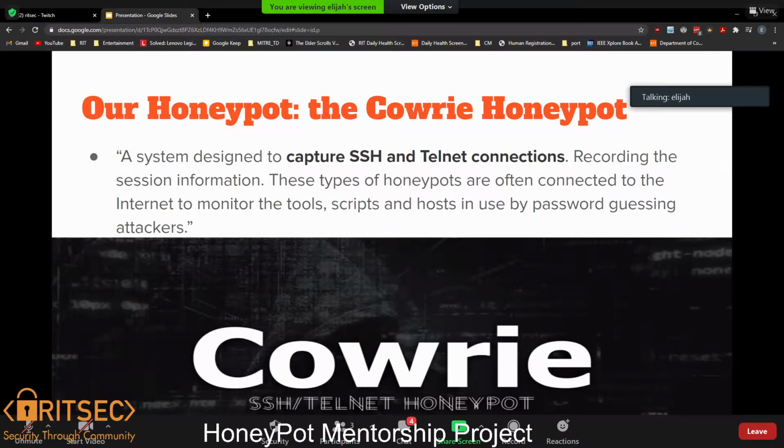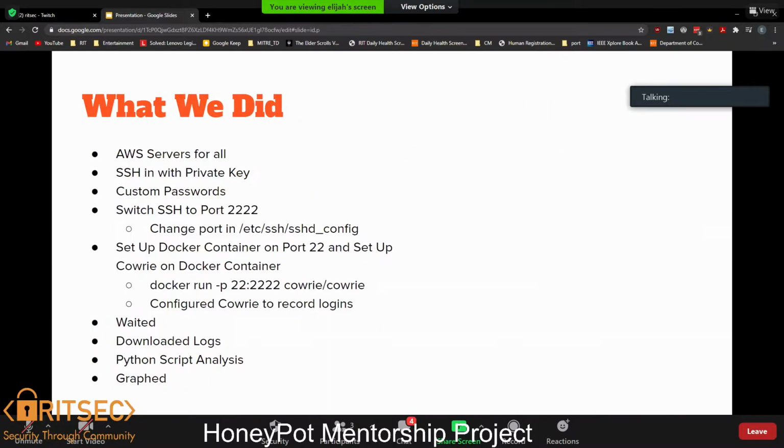So, our honeypot was a Cowrie honeypot, which focused on SSH and Telnet connections. It would log and monitor any that came into the device. And yeah, it's really good.